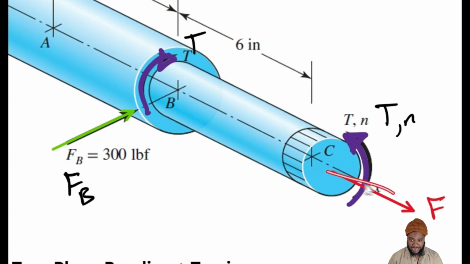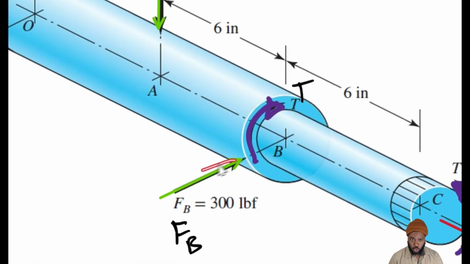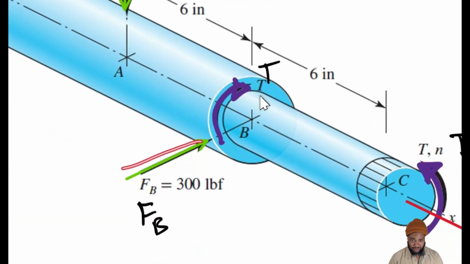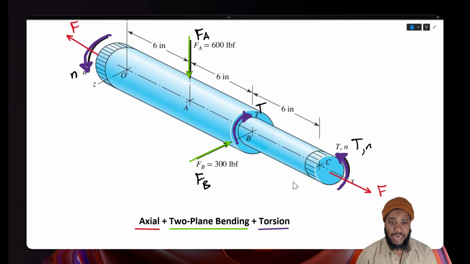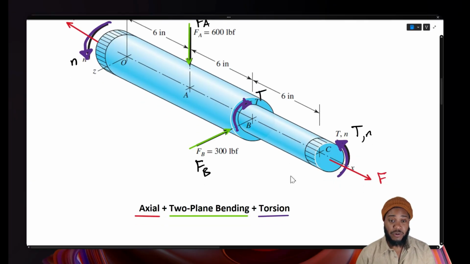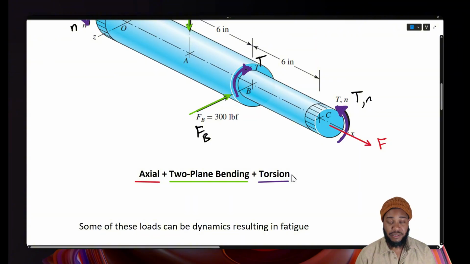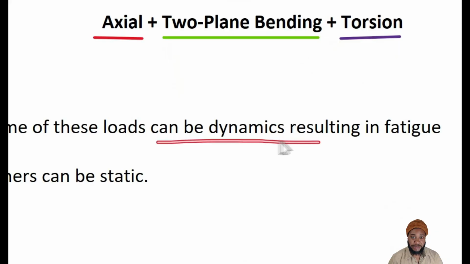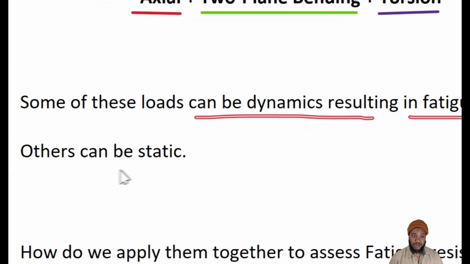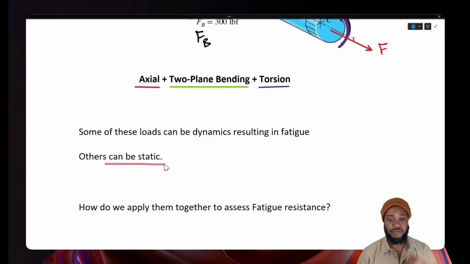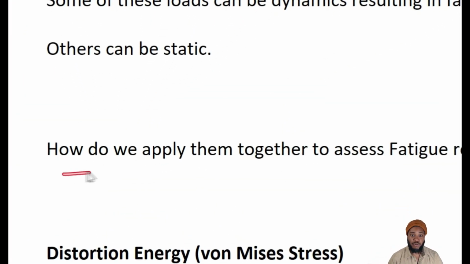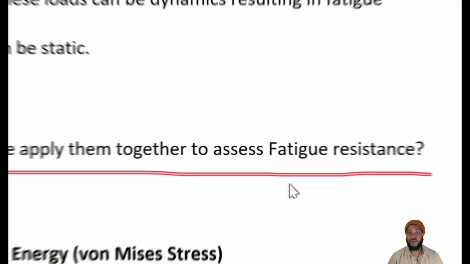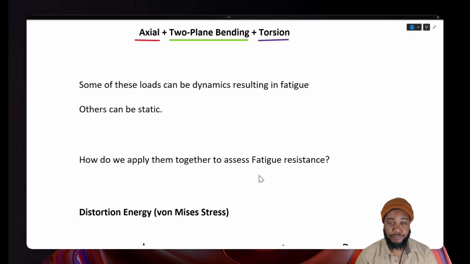can have both axial loading, two-plane bending, as well as torsional shear stress, where these can be acting statically or dynamically in combination with each other. So some of these loads can be dynamic, resulting in fatigue, and others can be static loads, loads that are carried continuously. So the question becomes, how do we apply them together to assess fatigue resistance?